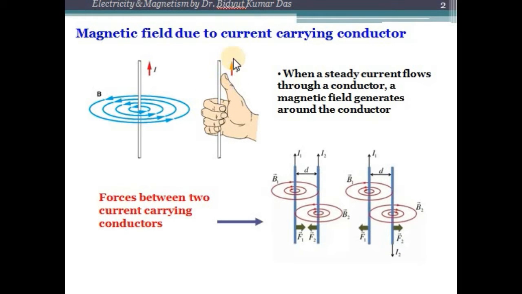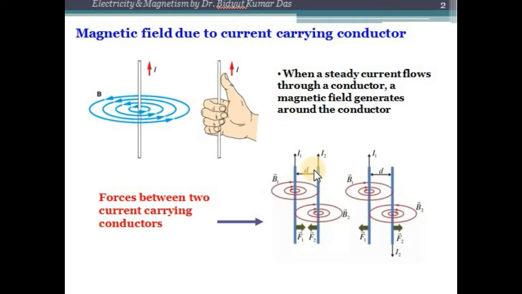In this case, you can see this is the direction of the current. If you view from the top, you will find that the direction of the magnetic field is anti-clockwise. On the other hand, if the current flows in the downward direction and you view from the top, then you will find that the magnetic field is in the clockwise direction.